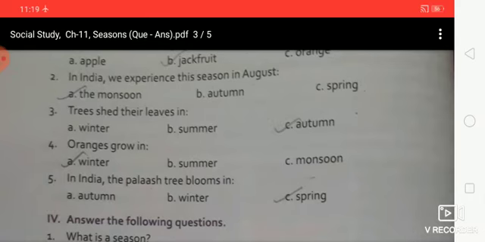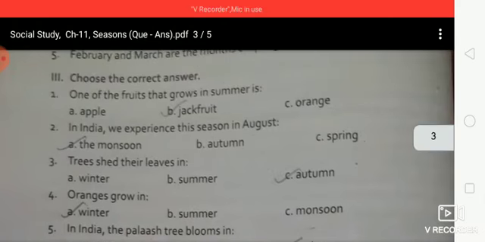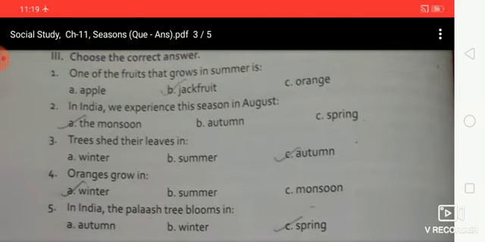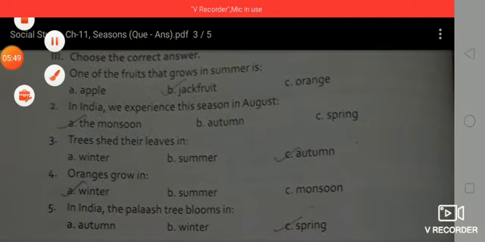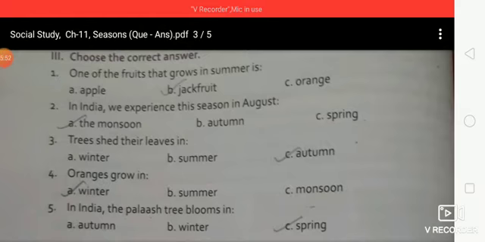The monsoon season comes after summer. It rains heavily on most days during the monsoon. The monsoon months are July and August in most parts of India. The monsoon means the rainy season.